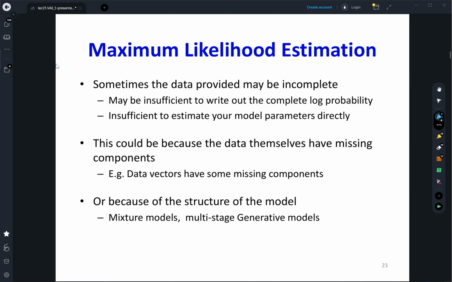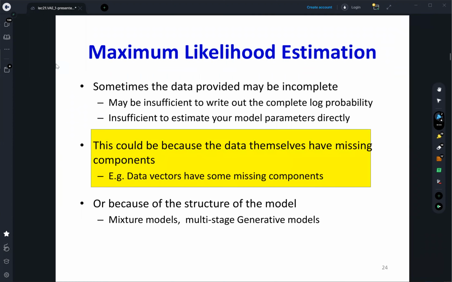And why could the data be incomplete? There can be multiple reasons. It can be because the data themselves have missing components, or because of the structure of the model that we are using to model the distribution of the data, like mixture models, where the model has multiple generative stages. The actual data you observe may not be sufficient to characterize every aspect of this distribution. So let's take a look at each of these two examples. First, consider this one, where the data themselves have missing components.